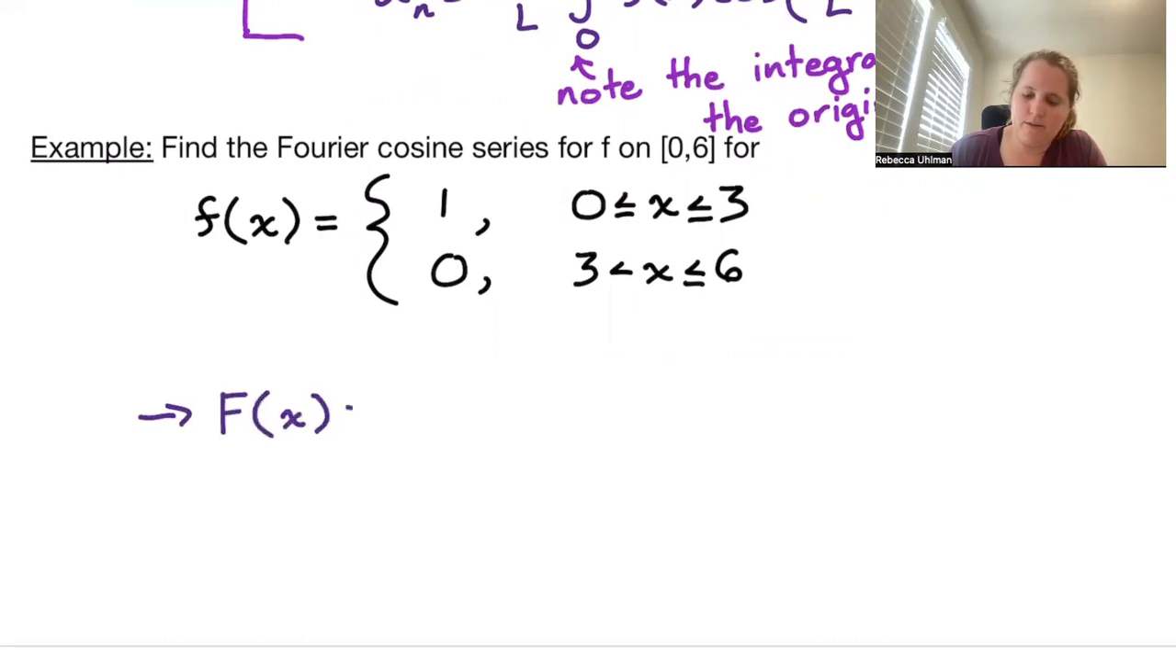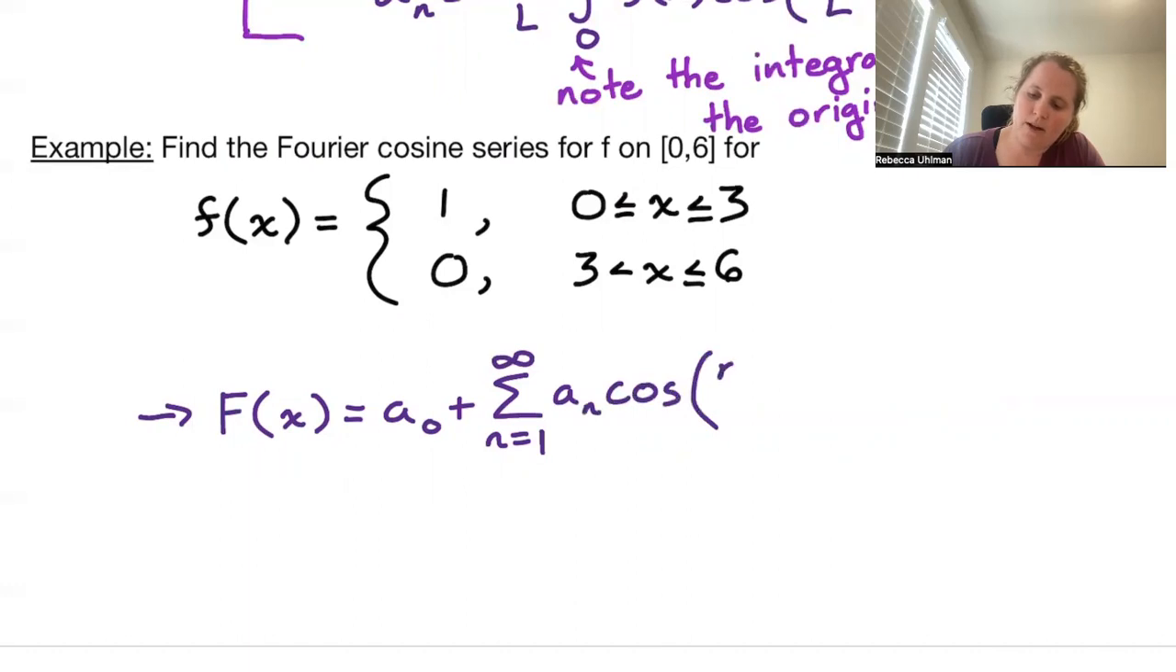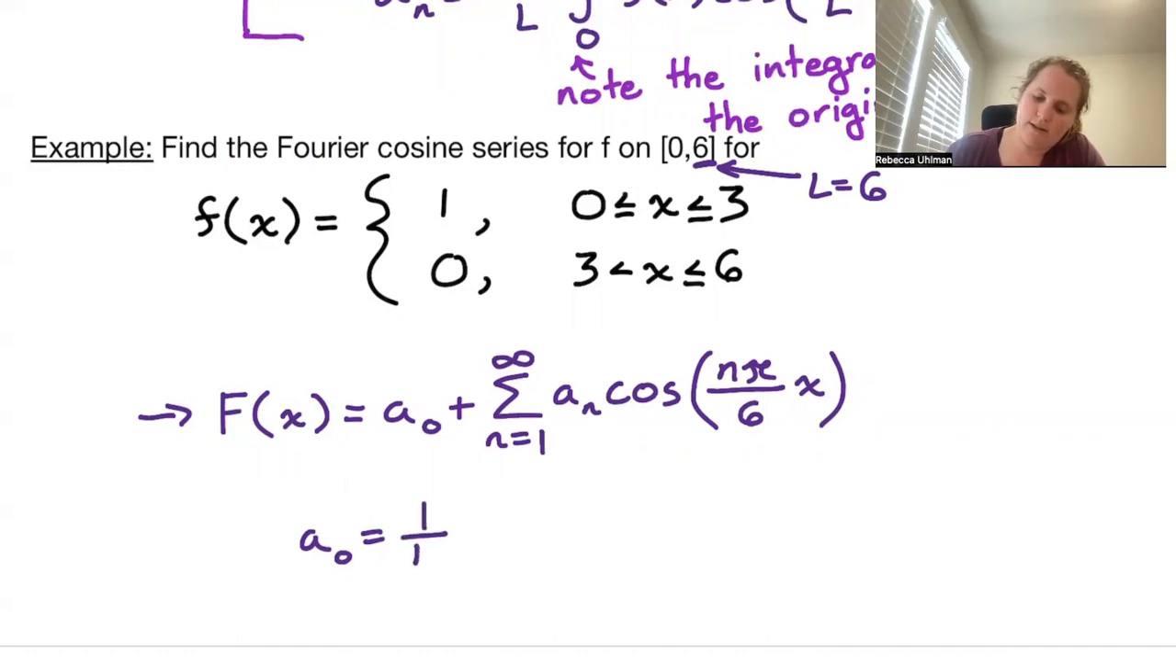So we have f of x is equal to a naught plus the sum from n equals 1 to infinity of a sub n times cosine of n pi over L x, except here our L is 6. So we are looking at cosine n pi over 6 x. Our a naught is 1 over L. So in this case, 1 over 6 times the definite integral from 0 to 6 of f of x dx.